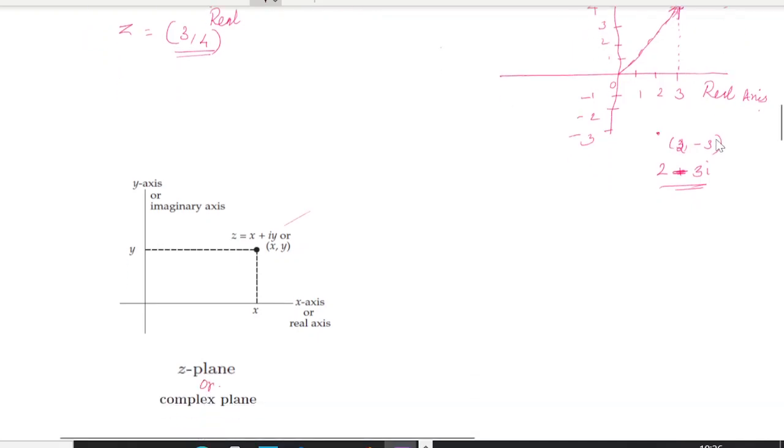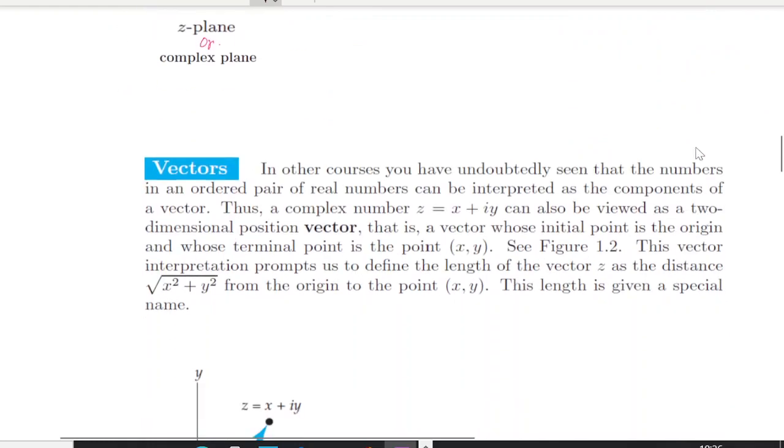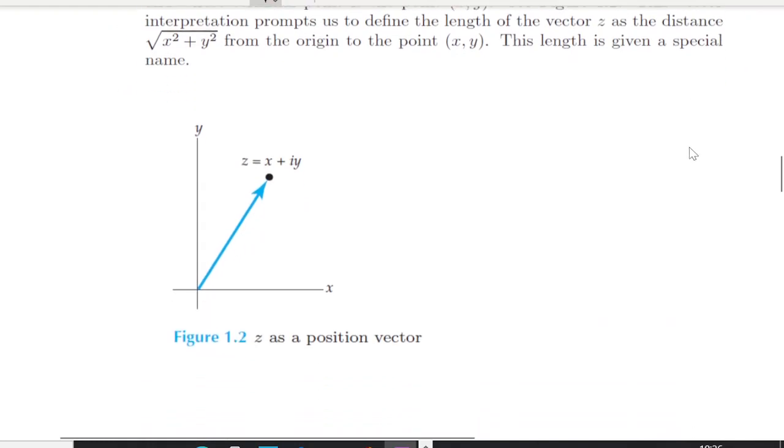So next thing is vectors. As I said, we are representing the complex number z equal to x plus iy as a vector, which we will call the position vector. Now if this is the position vector, we know that we can go for its length or its magnitude, right? So what should be this distance? Like that we can consider.